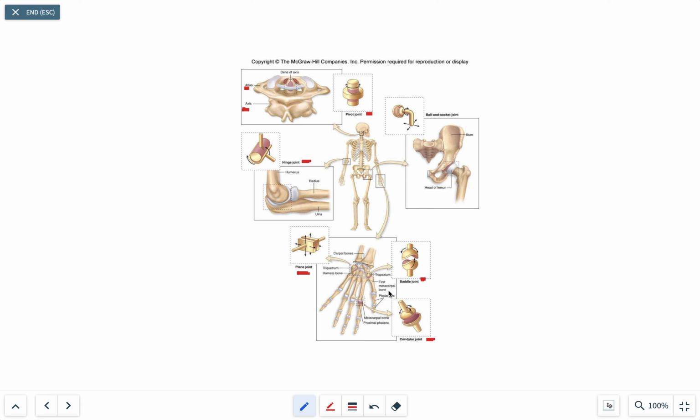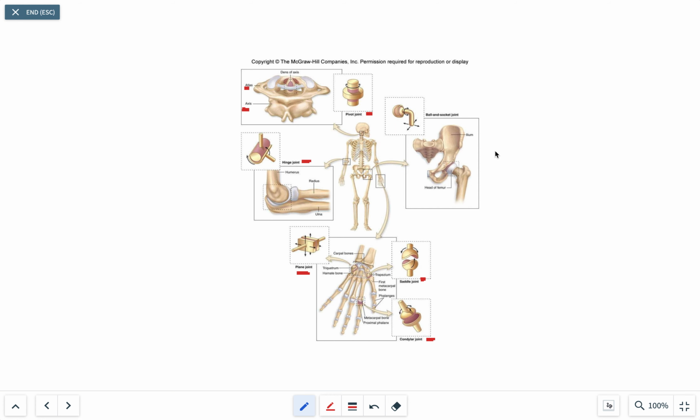We usually see this in the first metacarpal bone, so in the thumb, and this is concave along one axis and convex along the other. It allows for angular motion and an interlocking connection, which permits a stronger joint, but it also allows for circumduction. So we can add that rotation into the saddle joint.